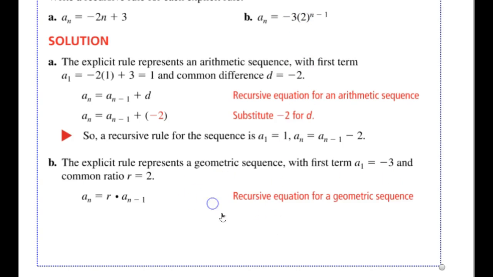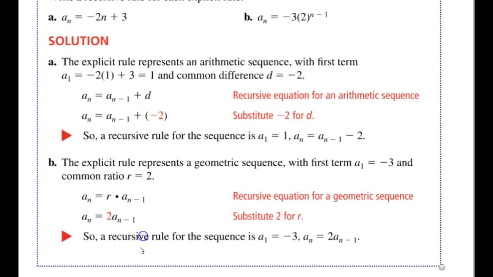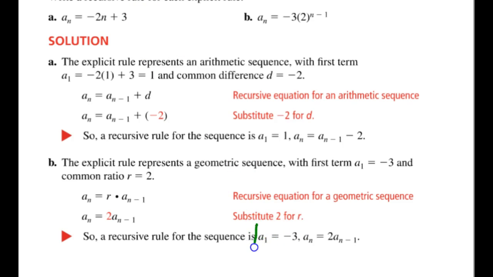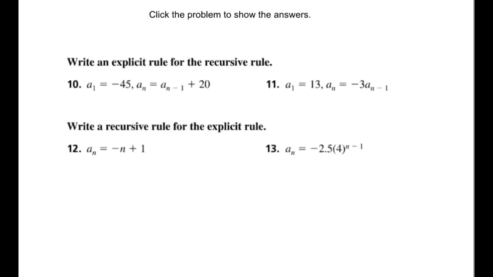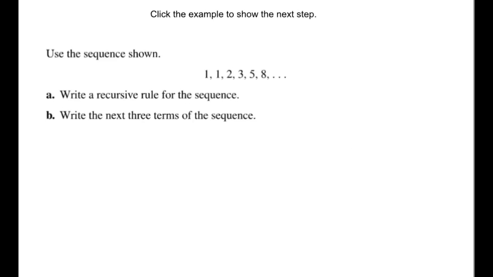So now that I have these, I can go ahead and plug in what I know in my recursive equation, which is that r value of 2, and then when I write my final recursive rule, I include a sub 1 equals -3. So this entire thing right here is my recursive rule. I have to include both pieces all the time, or it's not a complete rule. Okay, so here's some more monitoring progress. Go ahead and try these. This is kind of your practice.